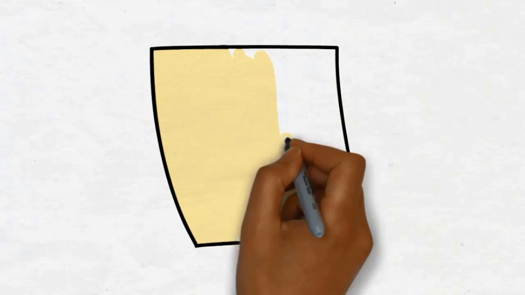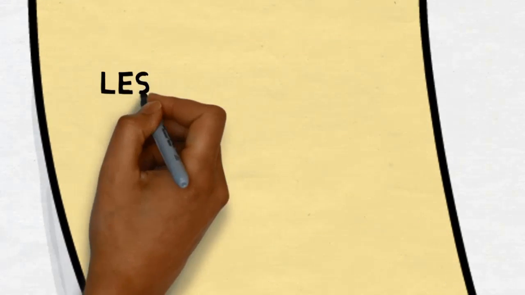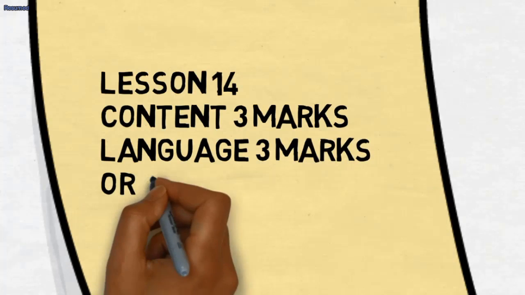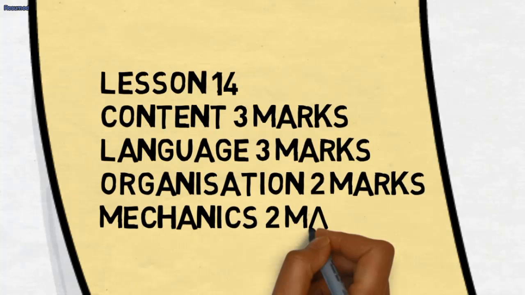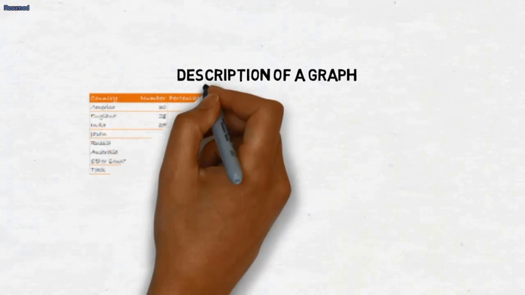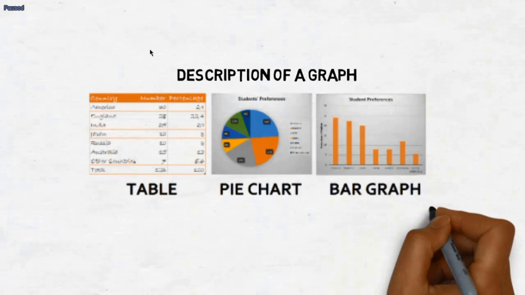Now if you take a graph, my dear children, this is how we go through the graph. Usually this is your test number 14, where you get 3 marks for your content, 3 for your language, 2 for organization and 2 for mechanics, right? And you have 2 parts: one will write a letter, the other will be some sort of graphical representation. The graph can be a table, a pie chart, or a bar graph.